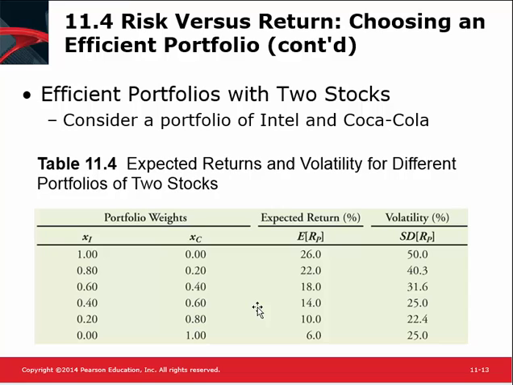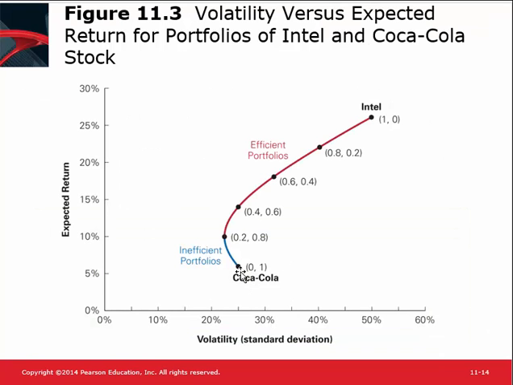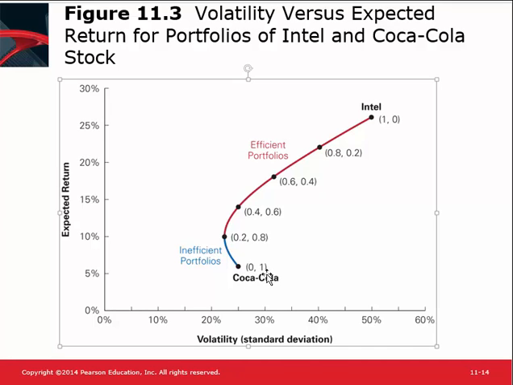We're just going to invest in those two things, and we're ultimately going to find out the return and volatility. What would the returns of these things look like as portfolios? So here we have a dot with Coca-Cola. You see 0, 1. That means there's nothing invested in Intel and everything's invested in Coke. Up here, everything's invested in Intel and nothing's invested in Coke.